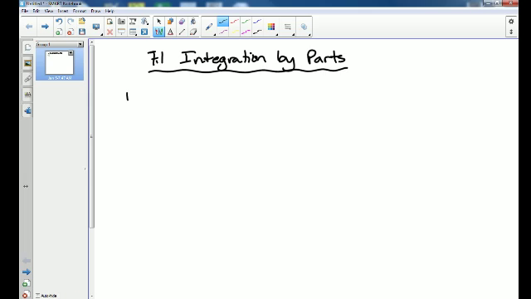So remember the product rule, right? It's the derivative of two functions multiplied together. What was the product rule?